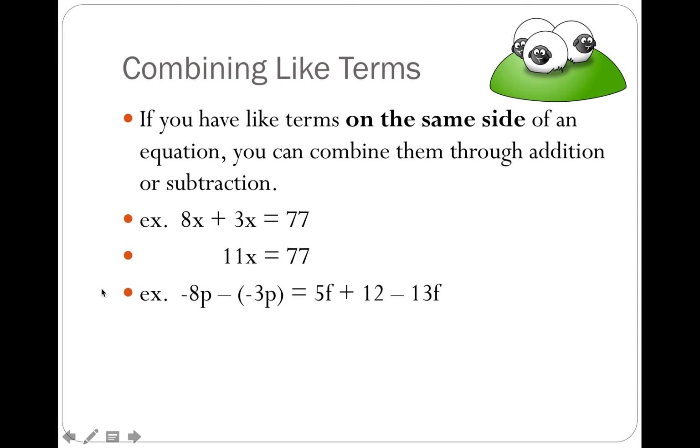Example, negative 8p minus negative 3p equals 5f plus 12 minus 3f. Well, over here, we can combine these penguins, and we could do keep change to make this negative 8 plus 3p, which is going to be negative 5 penguins. Over here, we can do 5 flamingos plus negative 13 flamingos, which is negative 8 flamingos. And we could not solve this because there are two variables in only one equation.